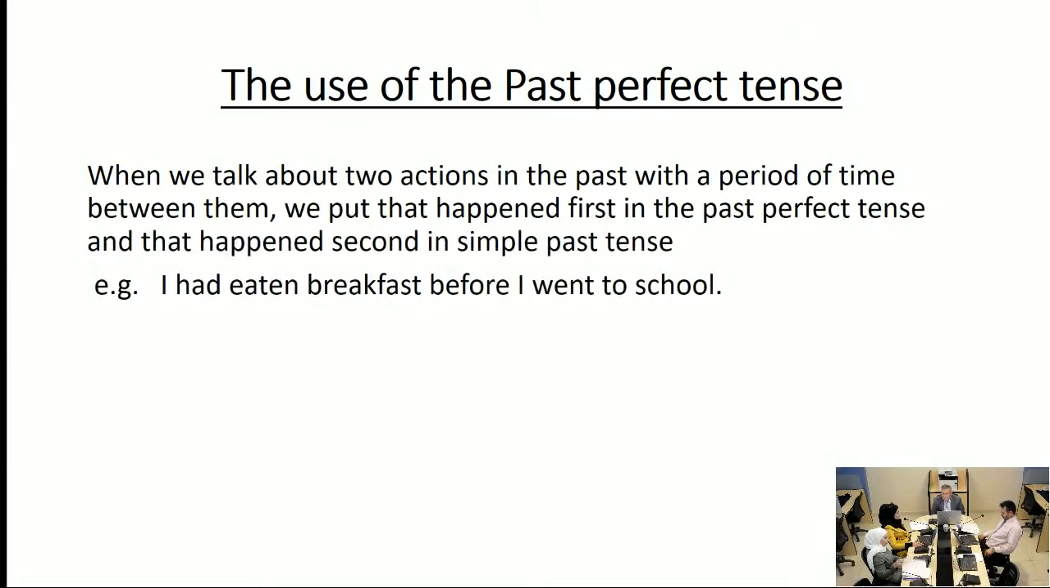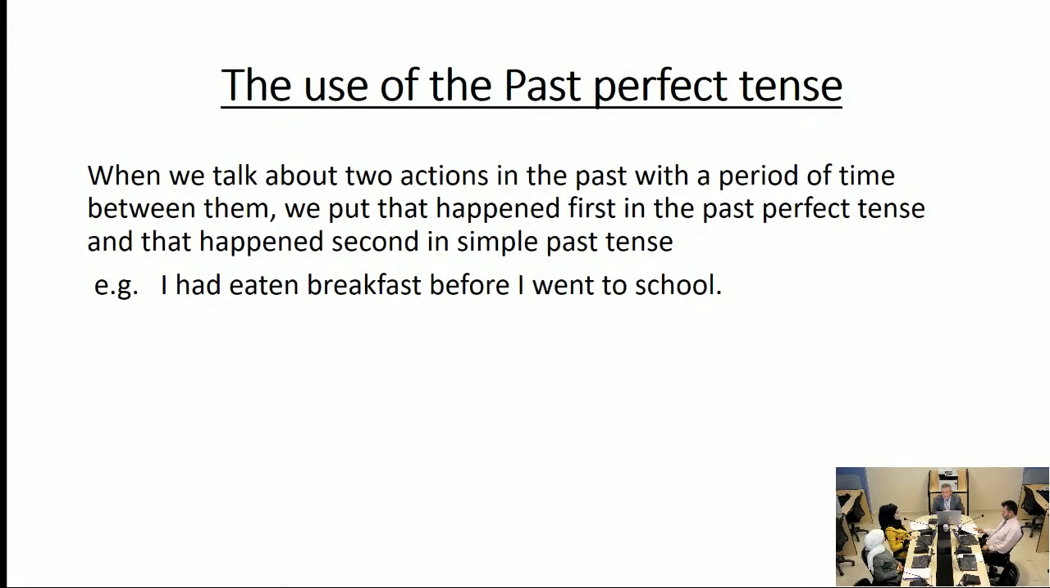When we talk about two actions in the past with a period of time between them, we put that which happened first in the past perfect. Thank you for mentioning a period of time. Sometimes we have several actions, one following the other without a period of time between them. We call this succession. When we have succession, we put all verbs in the simple past. Like: I pointed to a taxi. It stopped. I got into it, and it took me to the airport. All actions are in the simple past because we don't have a period of time between them. So to use the past perfect, we need a period of time between the two actions.